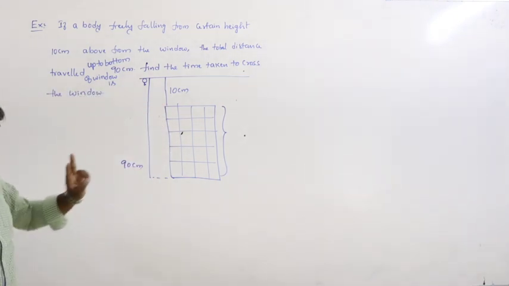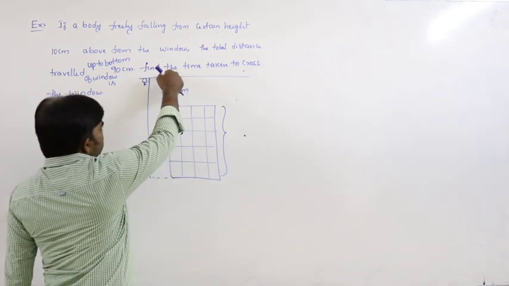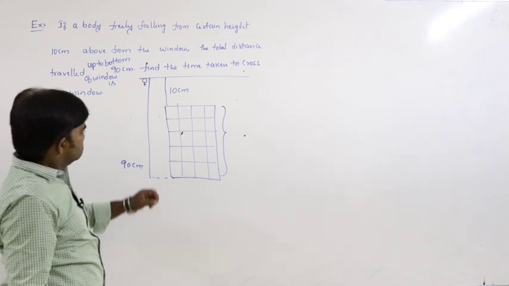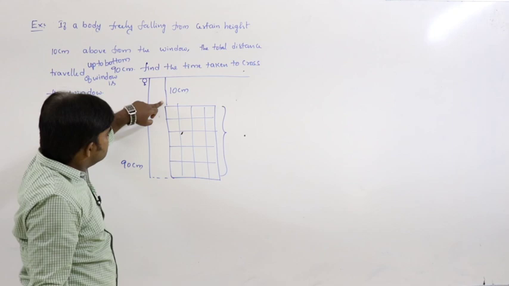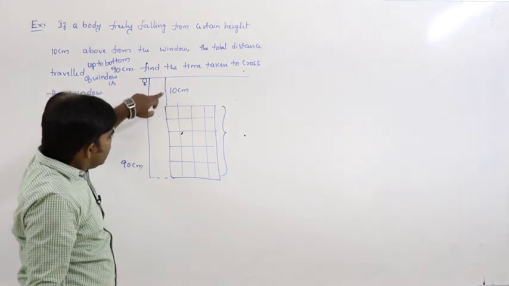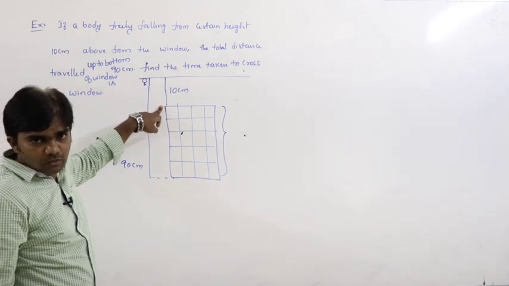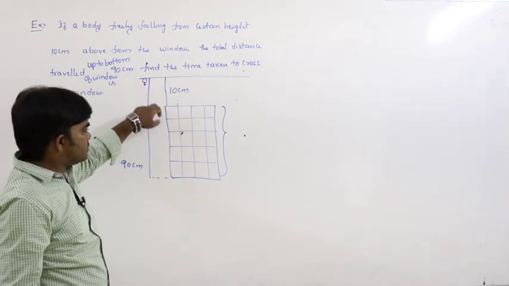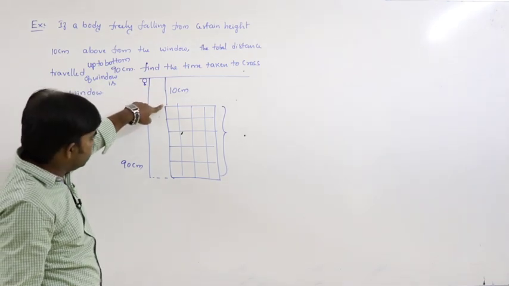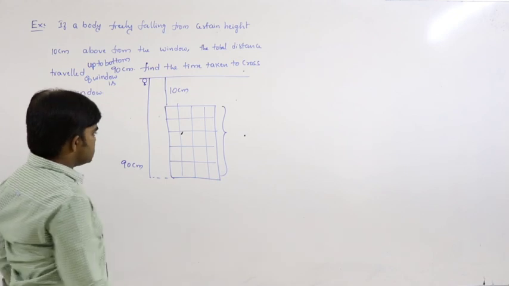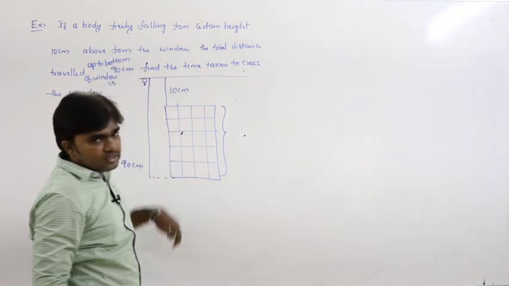So, here there are two methods. First, the body is dropped from the roof from this position. What is the velocity on reaching the 10 centimeters? Now, if we calculate the velocity at this position, from here to here the distance is 80 centimeters. The total is 90 and this is 10, the remaining is 80.